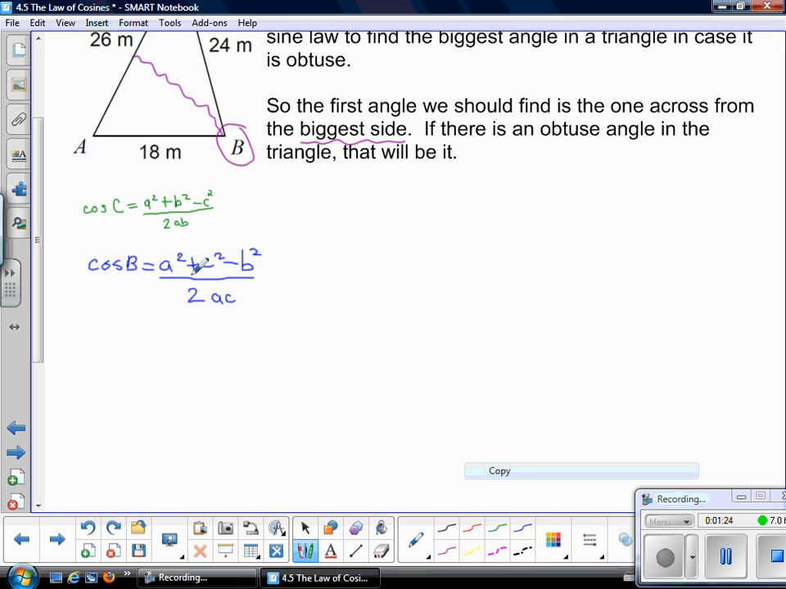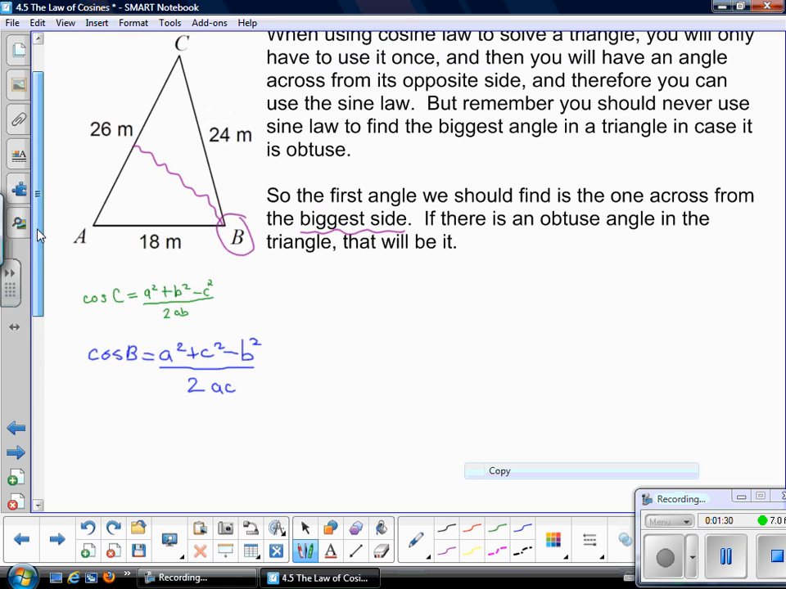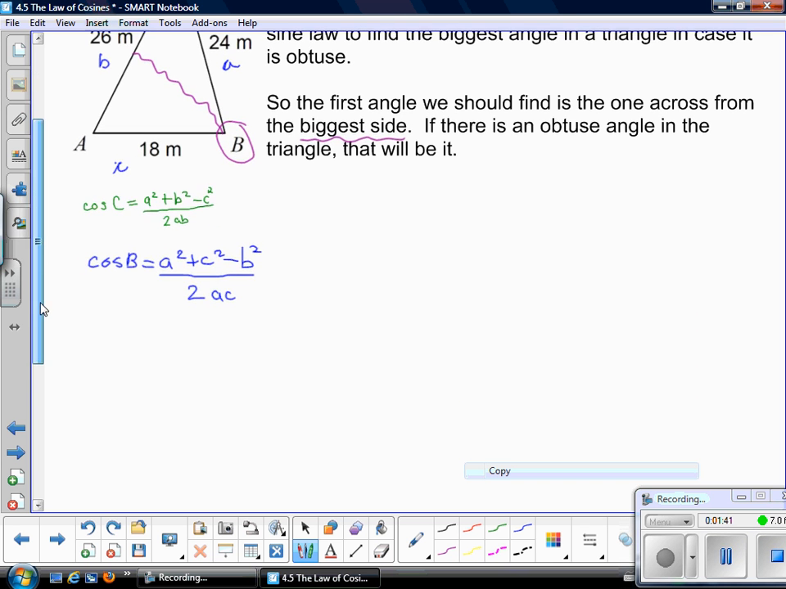Okay, so that's important. So now it's set up for me, and I can just substitute the values in. So A is our 24, B is our 26, and C is our 18. And by putting them there, then I have no problems. I shouldn't mess up anything. All right, so A 24 squared plus 18 squared minus the 26 squared all over 2 times the A, which is 24, times the 18.